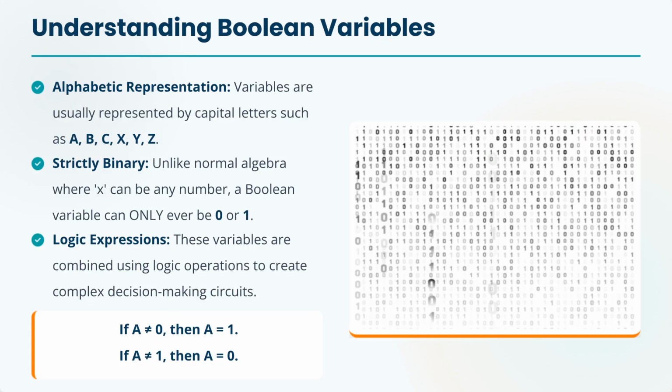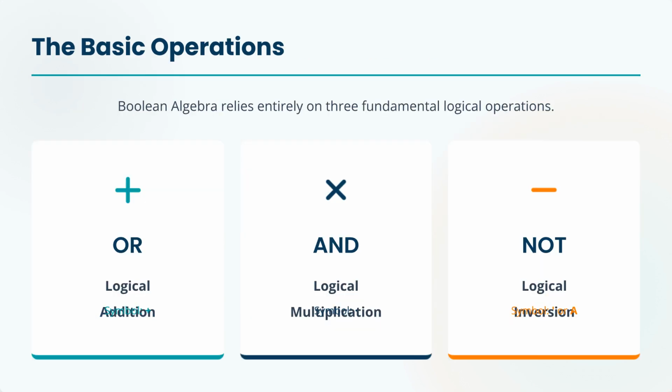Boolean variables are represented by capital letters and are strictly binary. They can only be 0 or 1. These variables are combined using logic operations to create complex decision-making circuits, where any value not equal to 0 is 1, and vice versa. Boolean algebra relies on three fundamental logical operations: OR, AND, NOT.